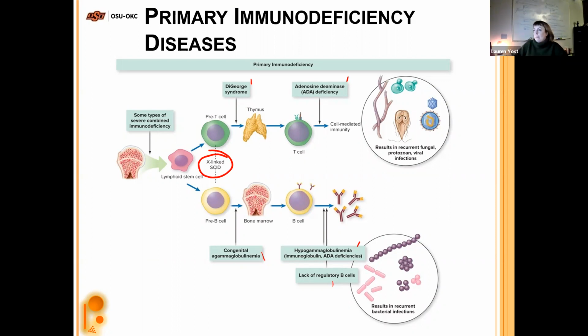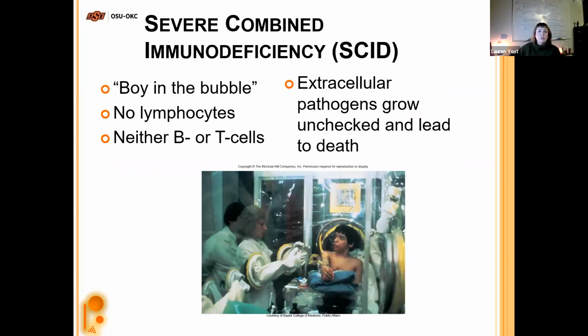So yeah, if you have deficiencies up here on the top, then we have likelihood of fungal, protozoan, and viral infections, whereas this one down here, we're more likely to have bacterial. And if you have both going on, which is the case with SCID, and it's X-linked, it's due to a gene that's on the X chromosome. That's why we see it more commonly in men, because they only have one X chromosome. They have both for SCID, since both of the precursors are affected.